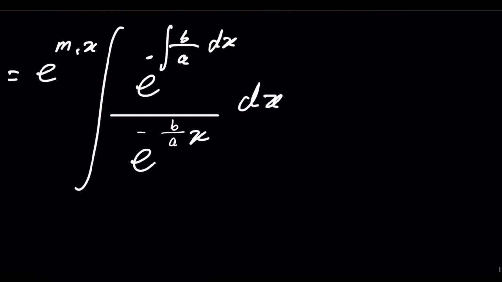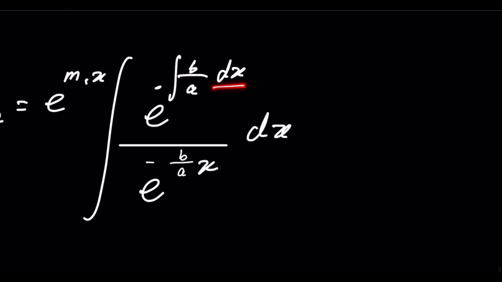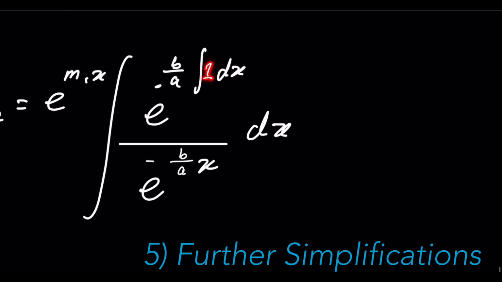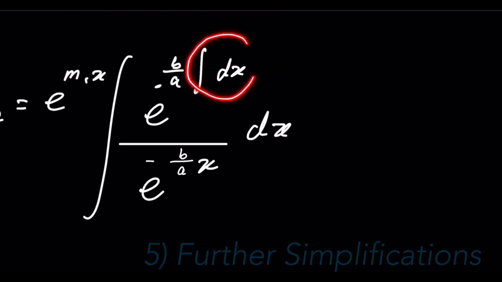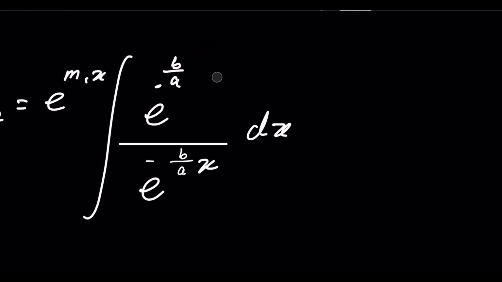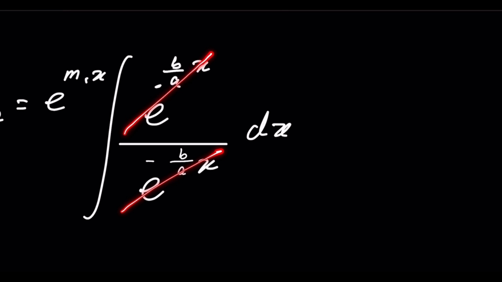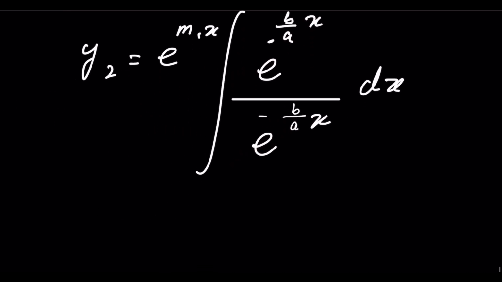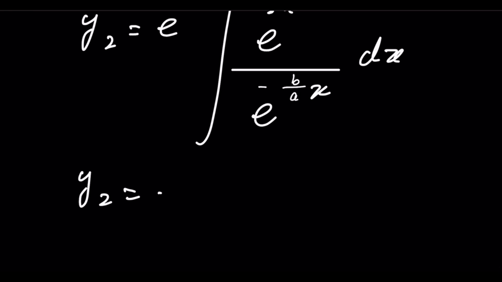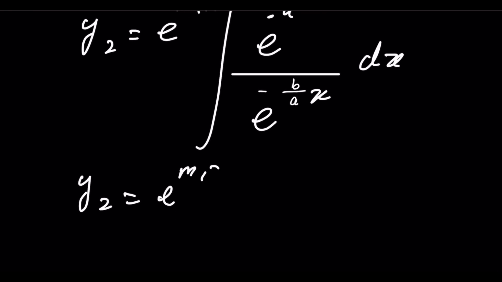Now, since we are doing its integration with respect to x, we're going to take this out of the integral sign and rewrite it. We know that the integration of a constant is equal to x. So instead of writing this, we'll be just writing x. Now, you can see that the numerator and the denominator are exactly the same. So they're going to cancel out each other, leaving behind e power m1x.